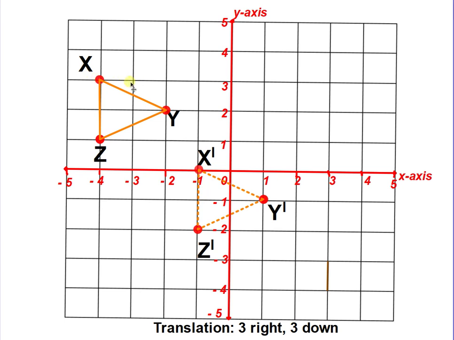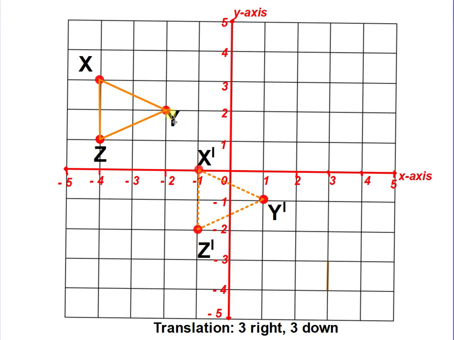How many times? So from here, we move 1, 2, 3. That means that from point X, we move 3 times to the east. Then how many times down to get to this point? At this point, we move 1, 2, 3. That means that at point X, if we want to get to X prime, we move 3 times to the east and 3 times downwards to get to X prime.